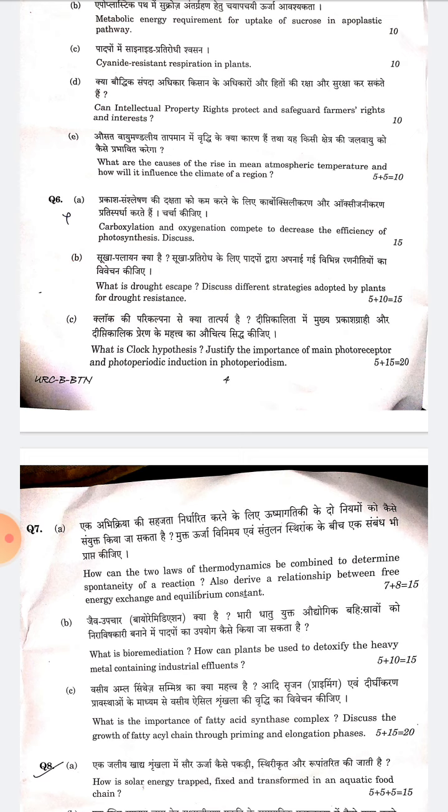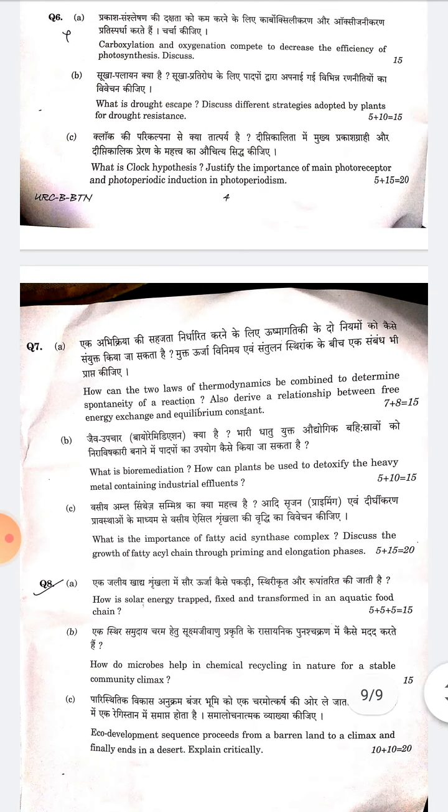First part is of 7 marks and second part is 8 marks, total 15 marks. And B: what is bioremediation and how can plants be used to detoxify heavy metal containing industrial effluents. And C: what is the importance of the fatty acid synthase complex, and discuss the growth of the fatty acid chain through the priming and elongation phase.